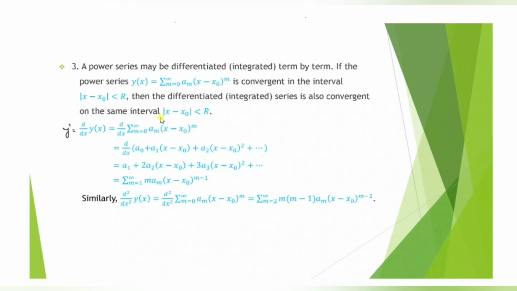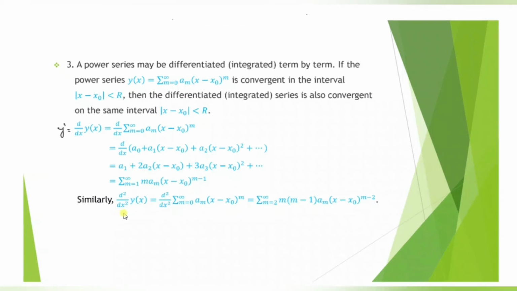If we expand this power series, we will get this. So derivative of a0 is 0 plus derivative of a1 x minus x0 is a1, derivative of a2 into x minus x0 square is 2a2 x minus x0, derivative of a3 into x minus x0 cube is 3a3 x minus x0 square and so on. इसको हम समेशन फॉर्म में लिख सकते हैं. This is equal to summation m equal to 1 to infinity m am x minus x0 to the power m minus 1.